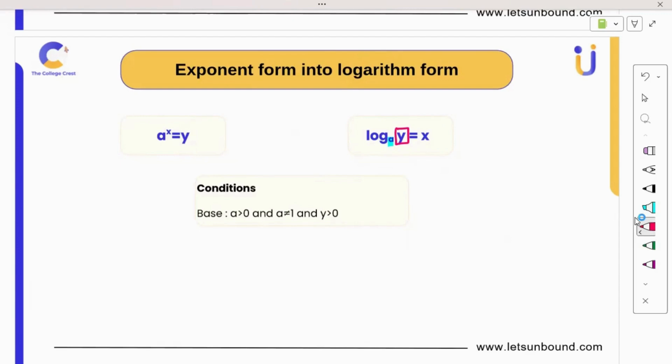But here we have conditions for a. Your a should be greater than 0, and a cannot be 1. Whatever you give as input to the log should be positive. So these are the two conditions for the base: it should be greater than 0 and not be 1. And y will always be positive, not even 0.